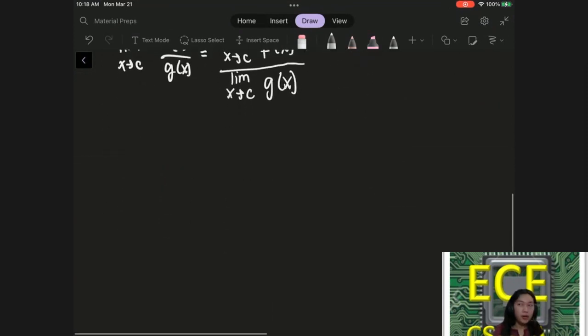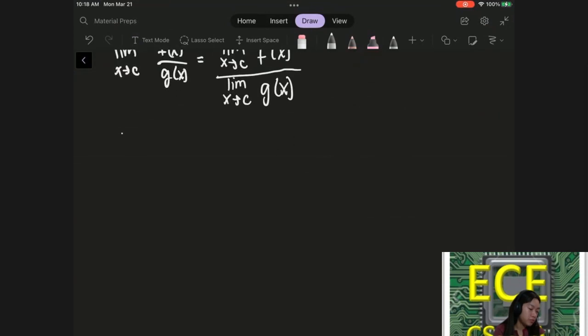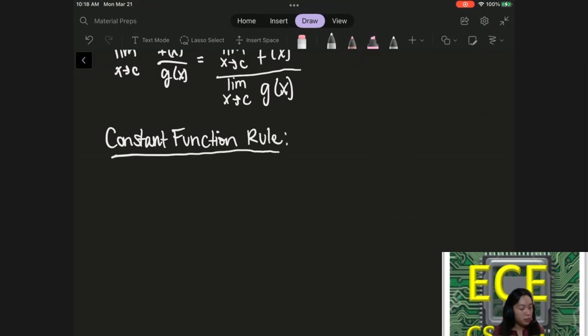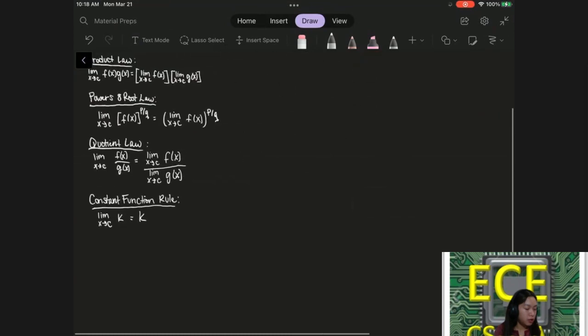And lastly, we have the constant function rule, which states the limit of any function. So let's say limit as x approaches c of a constant k. That's just going to equal k. All right. So those are your laws.